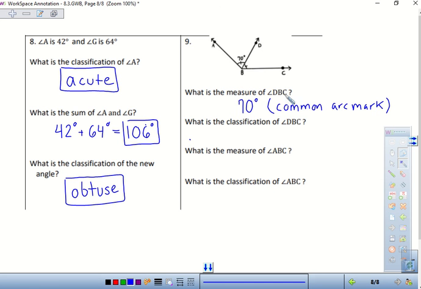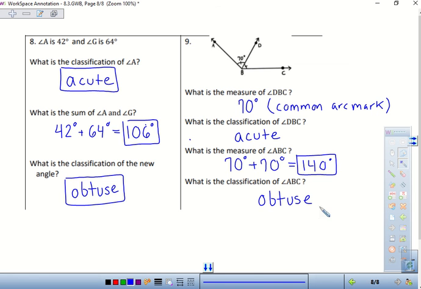What is the classification of DBC? I think you said it earlier, Jet. It's just acute, because it's less than 90. What is the measure of ABC? The measure is the actual number, which is what? So 70 plus 70, which is 140. Good, 140. And then that is classified as obtuse, like you said.